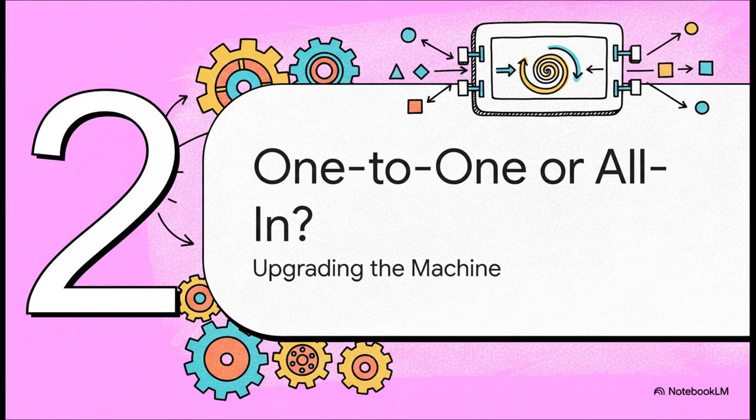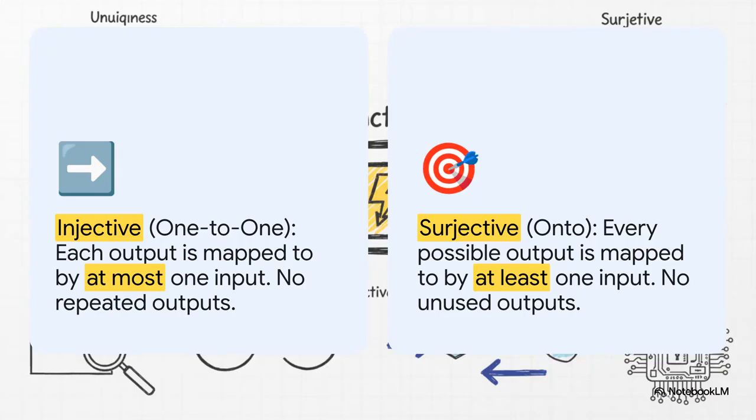So now, the fun part begins. We can start adding some really powerful upgrades. Now, these aren't required for a machine to be a function, but they give it some special and incredibly useful properties. We've got 2 main upgrades to choose from. First, over on the left, we have injective, which you might also hear called one-to-one. This just means that no 2 different inputs will ever lead to the same output.